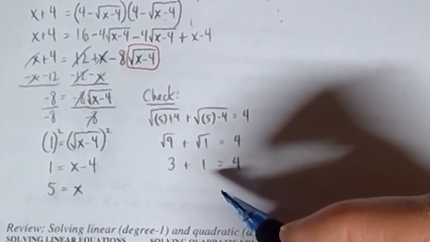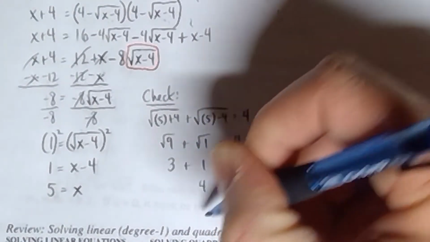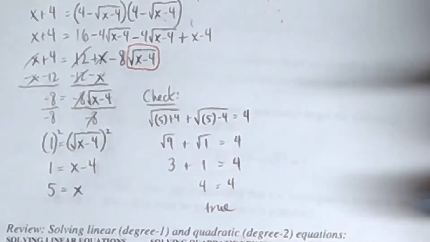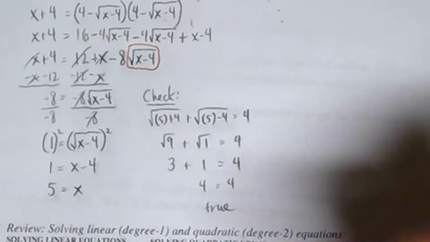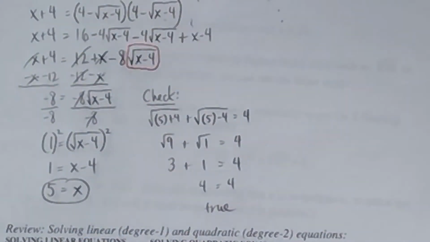And then you can add after you figure out the radicals. We get something that's true, isn't it? And so that means I can circle this since it's true.